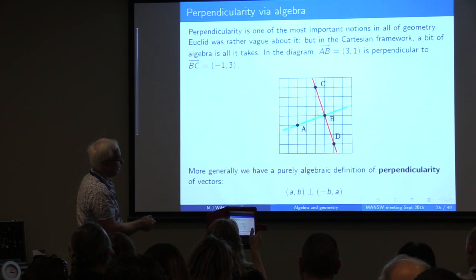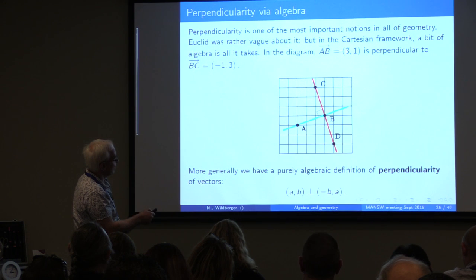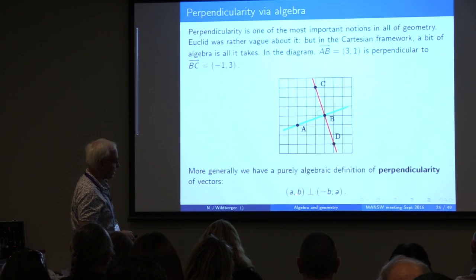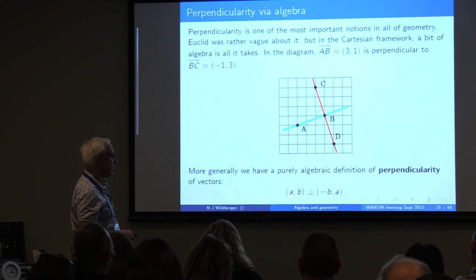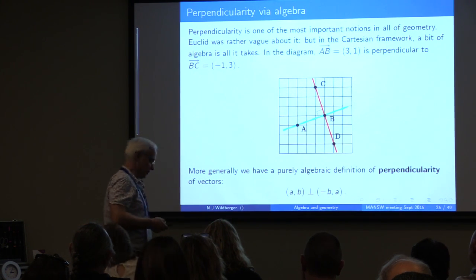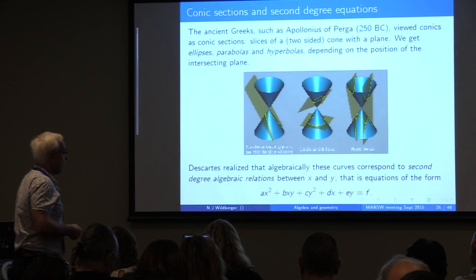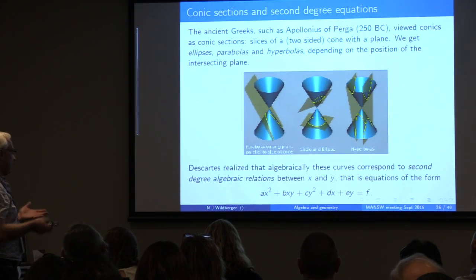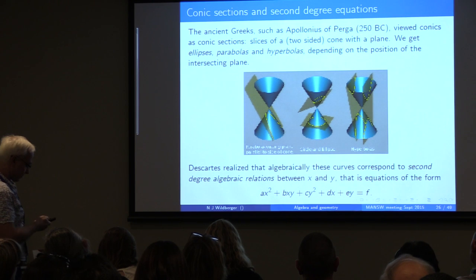There's 2 perpendicular lines. And that's the basic expression for perpendicularity algebraically, just this one: that the vector AB is perpendicular to the vector minus BA. That's the basic rule that allows you to get control of perpendicularity. Okay, so once you have this perpendicularity, then you have metrical structure.